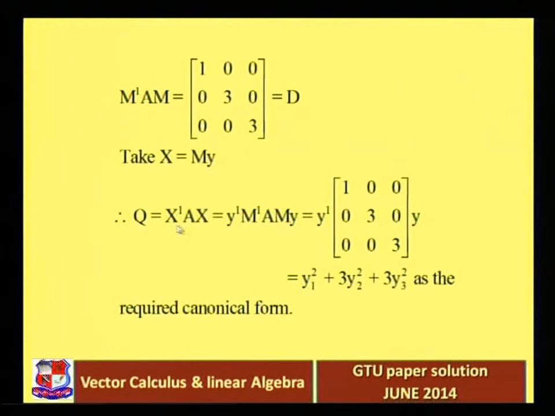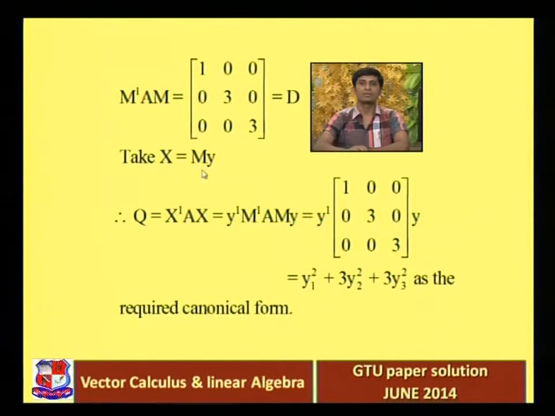And here this is our equation, Q is equal to x dash Ax, where x is equal to My. So x transpose, that is y dash M dash AMy, that is equal to y dash, and this M dash AM, put the value 1 0 0, 0 3 0, 0 0 3, y. So that is equal to y1 square plus 3y2 square plus 3y3 square, as the required canonical form.